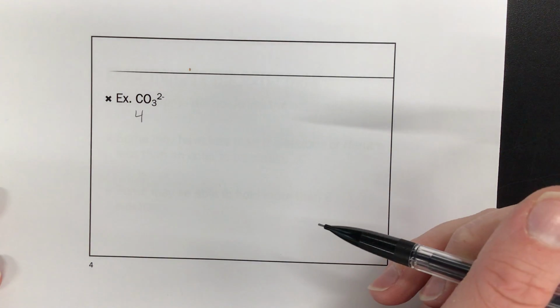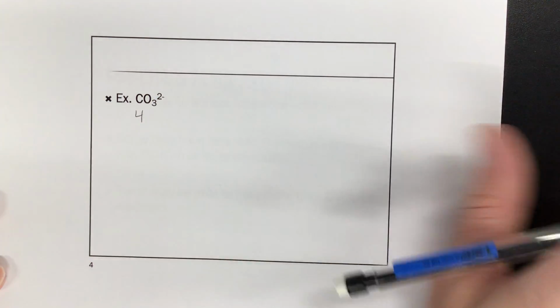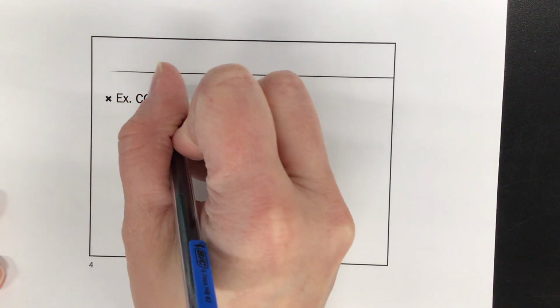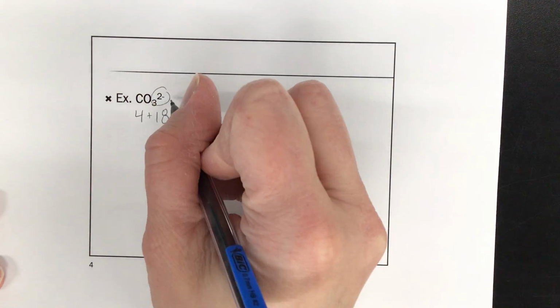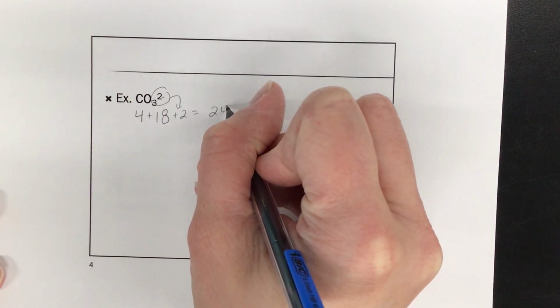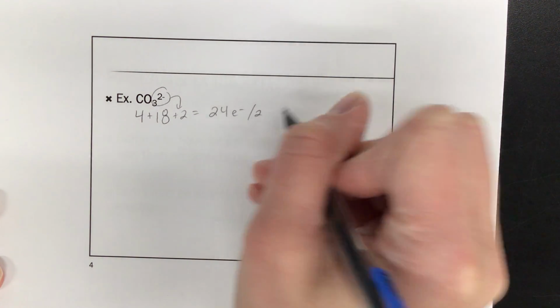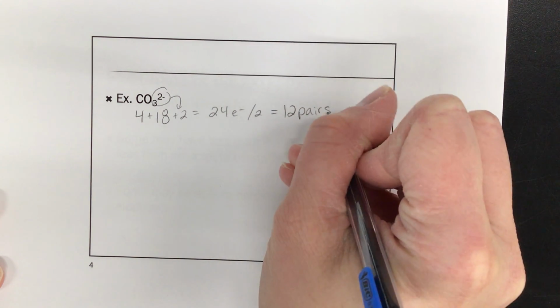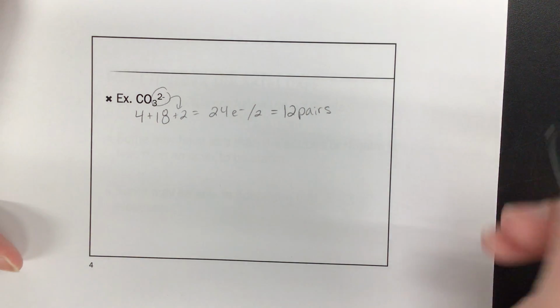There, we did oxygen as being 6. This time there's 3 of them, so that's 18. And then we're going to take this 2 minus ion. Remember, that means we're going to add 2 electrons to it. So that's 24 electrons. Divide that in half, that will get me 12 pairs. That's all I have to work with, okay?